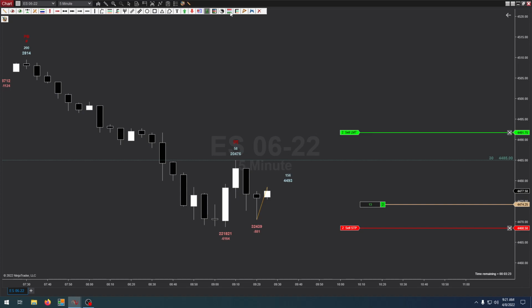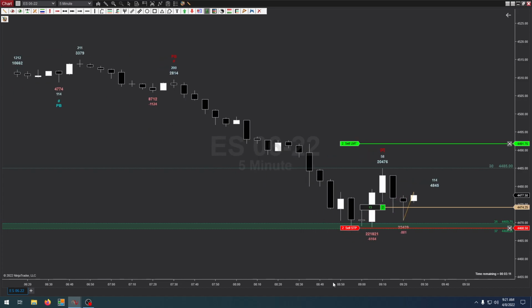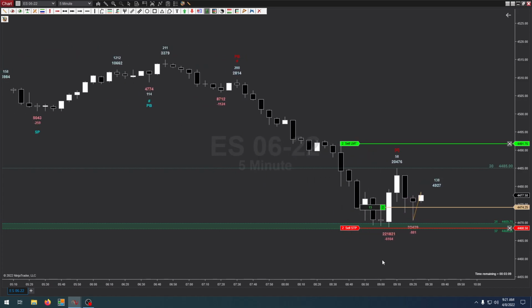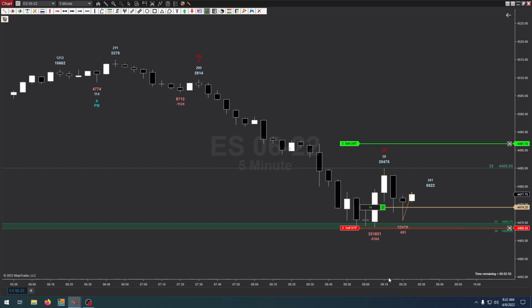But we cannot get that possibility to happen unless we can close above this level right here. If we cannot close above this level here, this thing rolls back over, we'll go after these lows, more than likely. But we need it to close. We need to get a candle to close above here. Can we do this? 5 minute candle, so it's going to be a long candle.